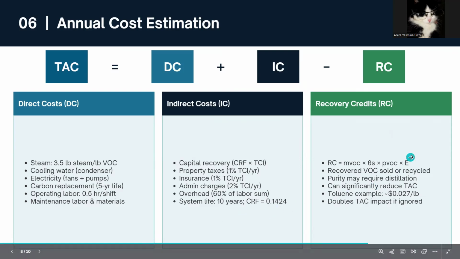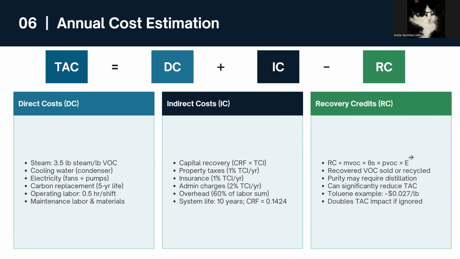And then the recovery credit. This is the most often underestimated term. The credit is approximately $0.027 per pound recovered. And if ignored, the TAC can be nearly doubled, significantly misrepresenting the true cost.